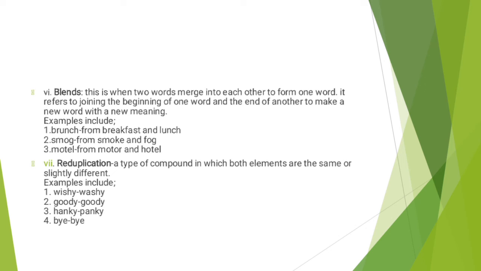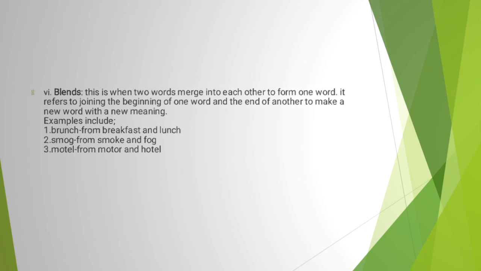The next one is reduplication. To duplicate means to make a copy of something. So reduplication in word formation is a type of compound in which both elements are the same or slightly different. Examples: wishy-washy, goody-goody, hanky-panky, bye-bye. So this is a reduplication of a word. Reduplication is when two words are put together and they might sound the same or there might be a slight difference.